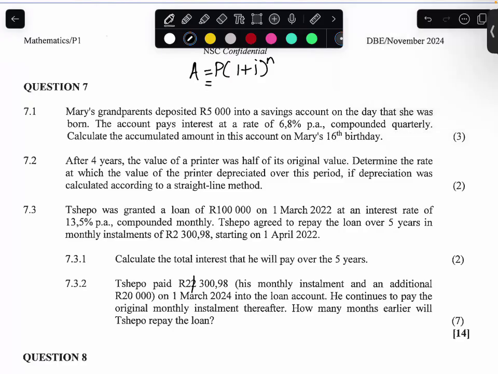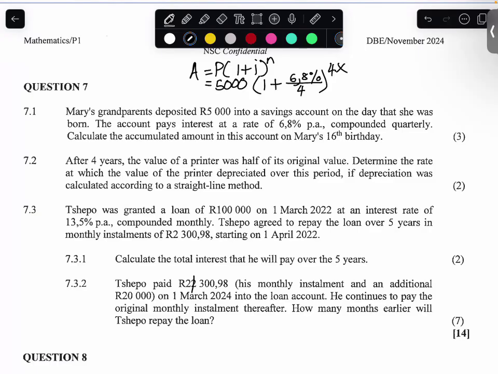So they deposited 5,000. Here P amount is 5,000. 1 plus the interest rate is 6.8%. That 6.8% is compounded quarterly. So we're going to divide by 4 and immediately raise to the power 4. 4 times.